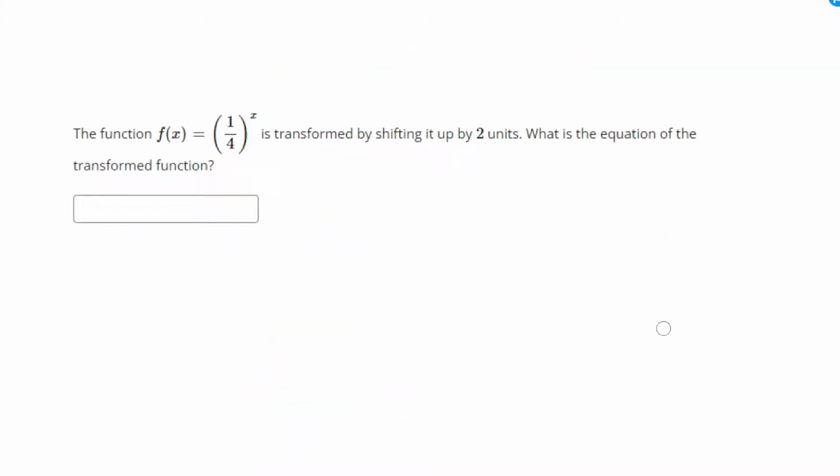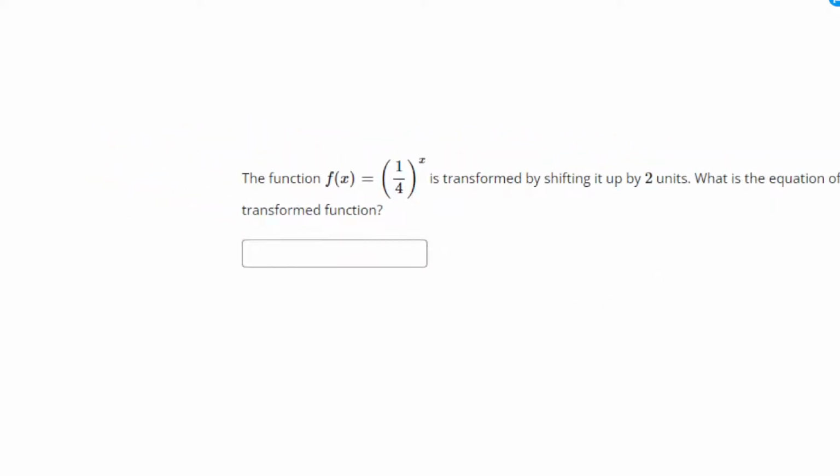We have function f of x equals 1 over 4 to the x, and it's transformed by shifting it up 2 units. What is the equation of the transformed function? Now, I actually think that they want this in f of x equals form, which is really goofy to me. I'm not sure why they change it. Let me double check on that. Hold on. 1 over 4 to the x. Sorry. I probably should have done this beforehand, but here we are.